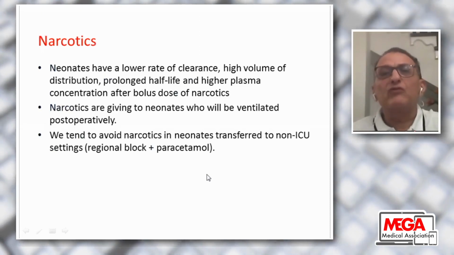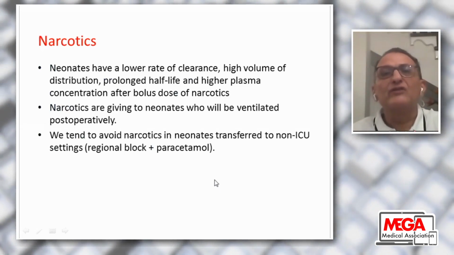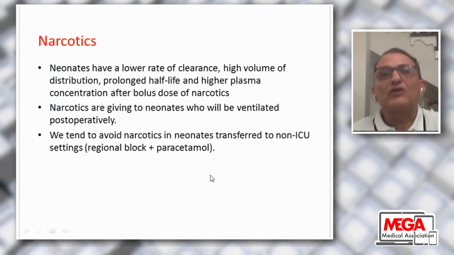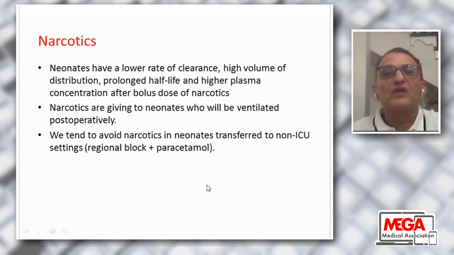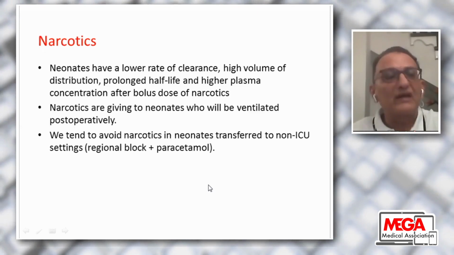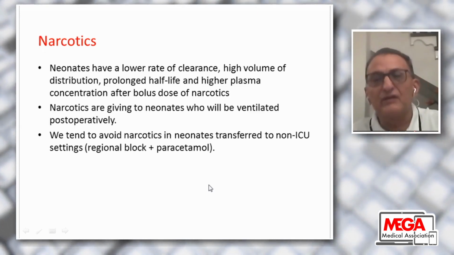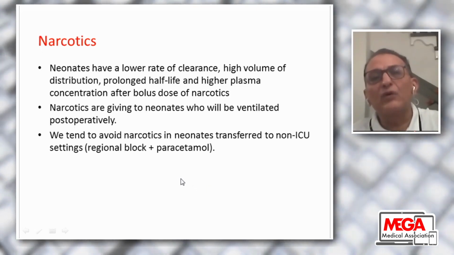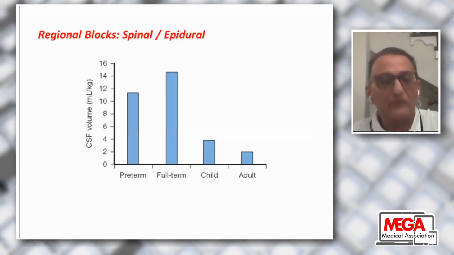Narcotics again have a low rate of clearance, high volume of distribution and prolonged half-life. Their plasma concentration after a bolus dose of narcotics is high. We can give narcotics easily to a patient who will be ventilated in the ICU, but we tend to stay away if we are planning to extubate and recover the patient.